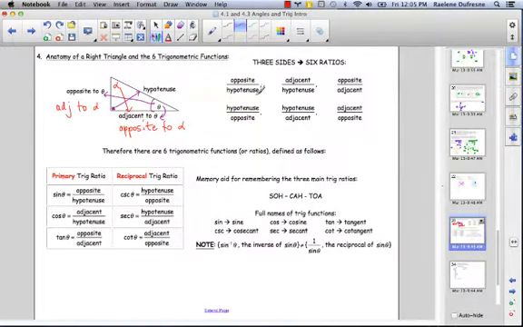The 6 ratios are opposite over hypotenuse, or its reciprocal, adjacent over hypotenuse, or its reciprocal, and the opposite side over the adjacent side, or its reciprocal. Of course, these are with respect to one of the 2 acute angles. And so we're going to make some definitions of trig functions, just like we had exponential functions, logarithmic functions, power functions, rational functions. We're going to come up with trig functions, which are based on these 6 ratios.